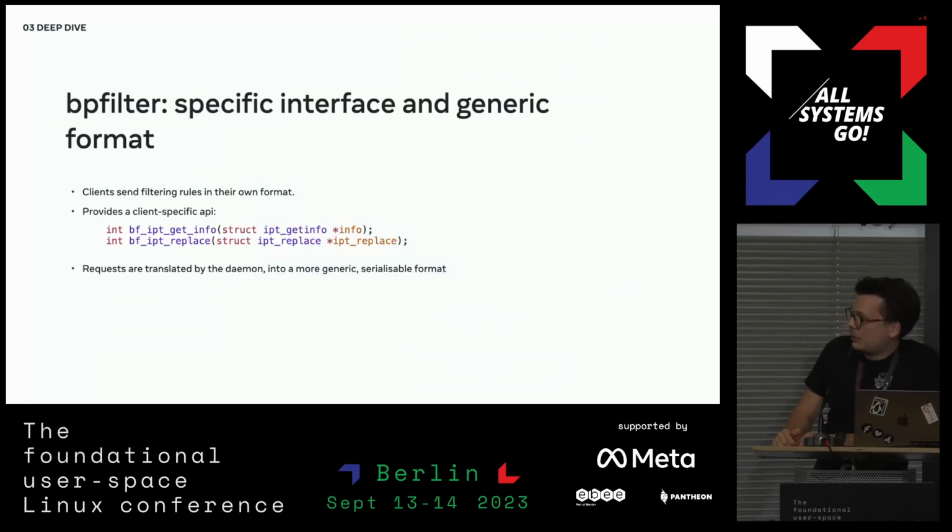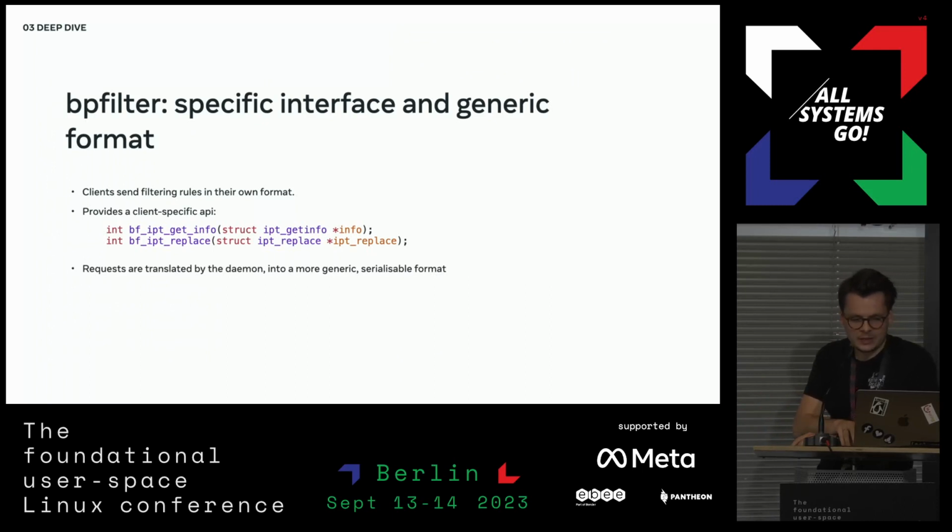So what happens in the background is that libbpfilter will provide a client-specific API, so you can give it your data formats. You don't have to convert or change anything. You just give it your data, and the daemon in the backend will be able to understand that, move that into a generic format, and then use it.